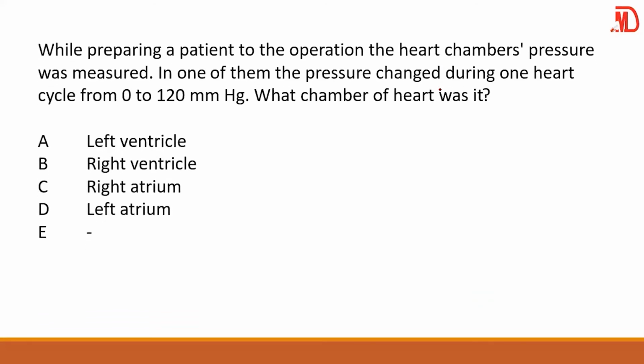While preparing a patient for the operation, the heart chamber's pressure was measured. In one of them, the pressure changed during one heart cycle from 0 to 120. Guys, what is the pressure in the left ventricle? Of course, 120. That's why we say the systolic is what? 120. That's what we say, 120. And then the diastolic is what? It is 80. So 120 means we are dealing with what? The left ventricle. So the answer is A.